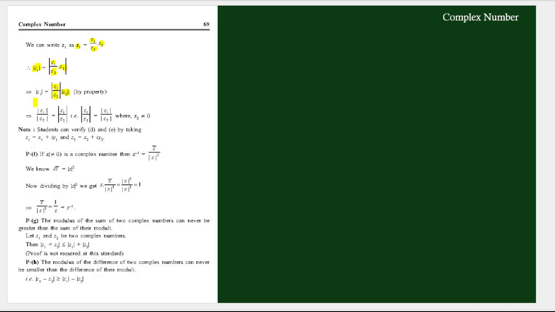Then you bring this Z2 to the other side. This is Z1 modulus, this is Z2 modulus. You bring it to the left hand side, then we get modulus of Z1 by modulus of Z2, and here we get modulus of Z1 by Z2. Fine, do you understand? So modulus of Z1 by Z2 is modulus of Z1 divided by modulus of Z2, provided that Z2 is not equal to 0. That means the denominator should be a non-zero number.